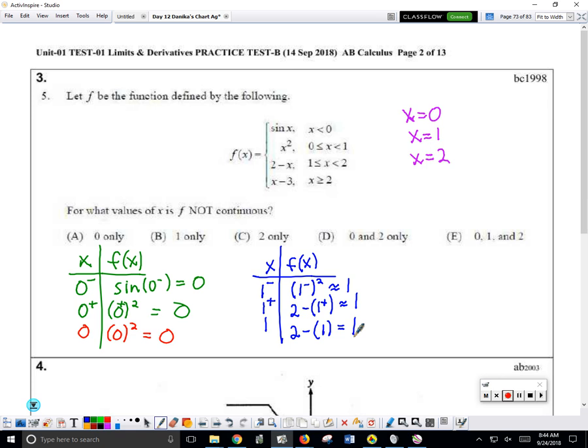Everybody good? Wave if you want me to keep going, otherwise we stop. Keep going. Just do the same thing at 2 now. It's a little less than 2. That would be very close to 0. A little more than 2, that's -1. Hence a jump.